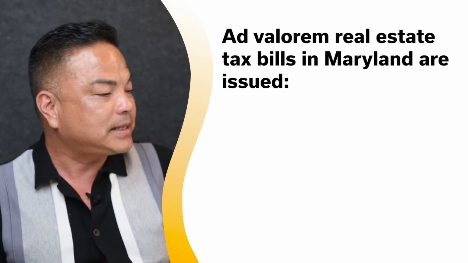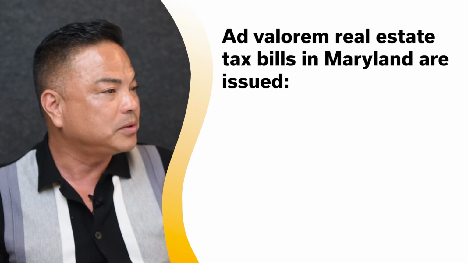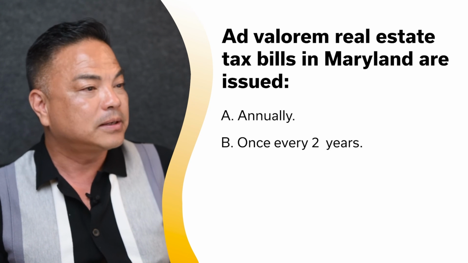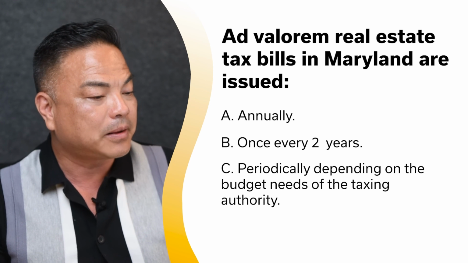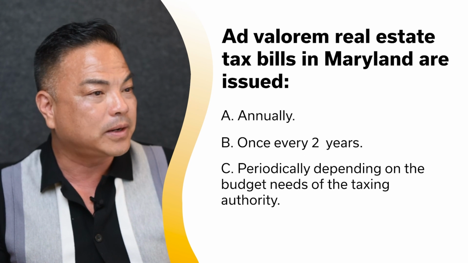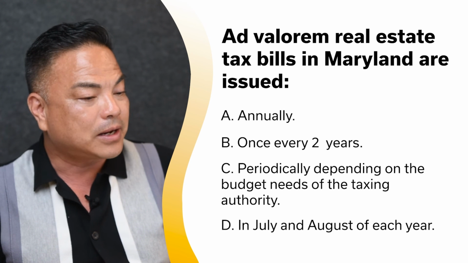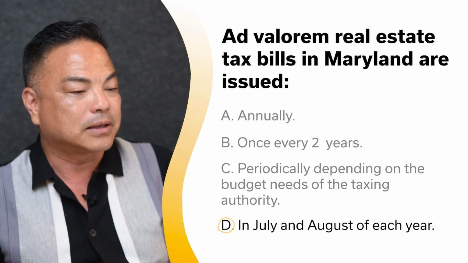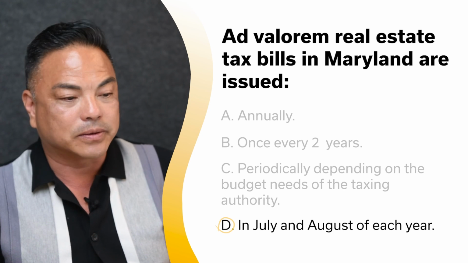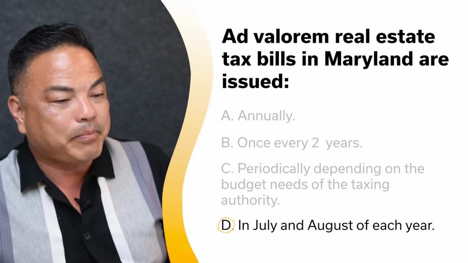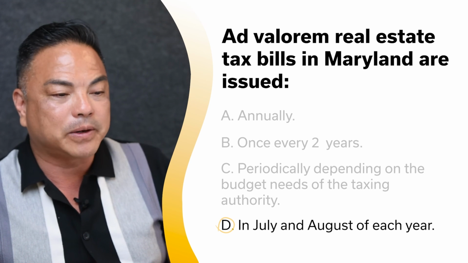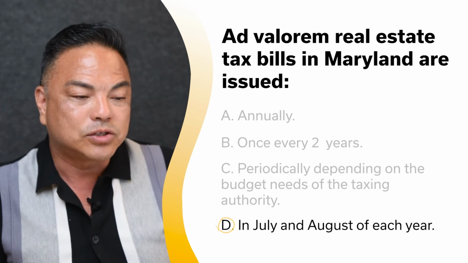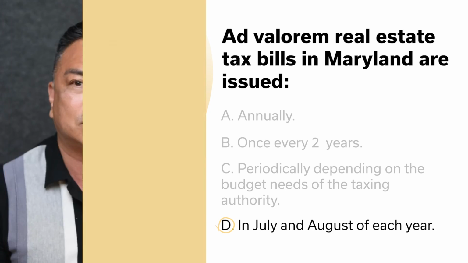Ad valorem real estate tax bills in Maryland are issued: A, annually; B, once every 2 years; C, periodically depending on the budget needs of the tax authority; D, in July and August of each year. And the answer is D as in dog, in July and August of each year. An ad valorem tax is a tax based on the value of the property. In Maryland, tax bills are sent out in July and August of each year.